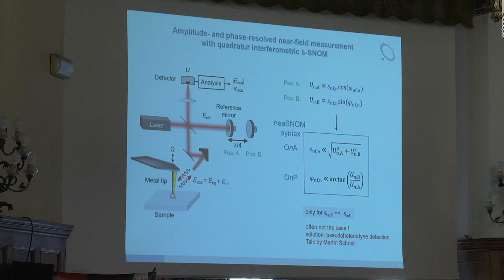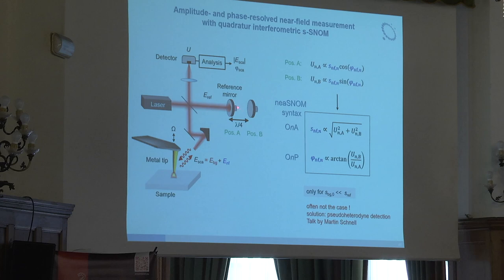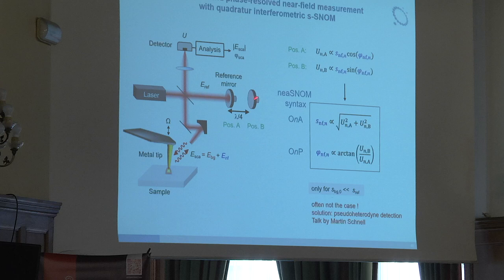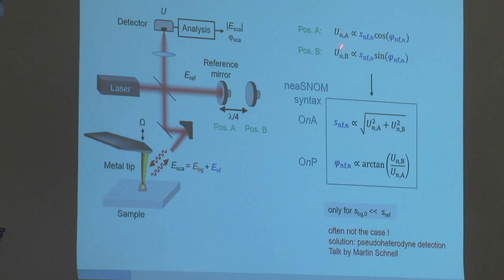So we have the reference beam, and we just move this mirror by a distance of lambda over 4, okay? That means that the reference beam in the one situation travels 2 times lambda over 4, that means lambda half. Then we have mirror position A and mirror position B, and we measure the detector signal. Once, this detector signal is the amplitude multiplied with the cosine of the phase, and then because of the phase shift of pi over 2, we get here amplitude multiplied with a sine.